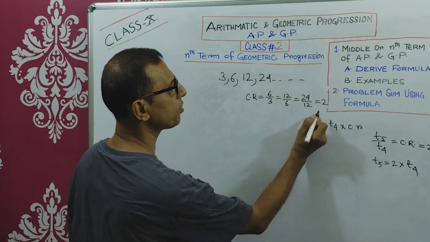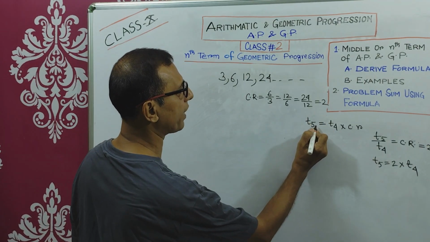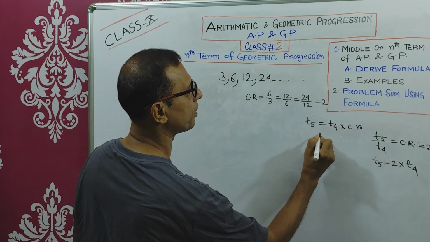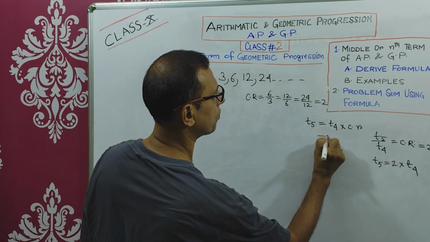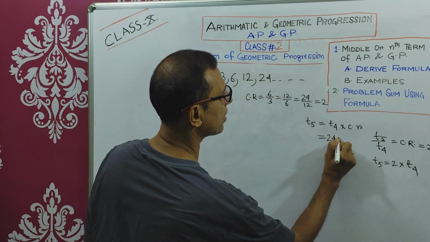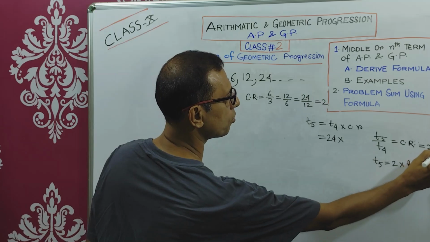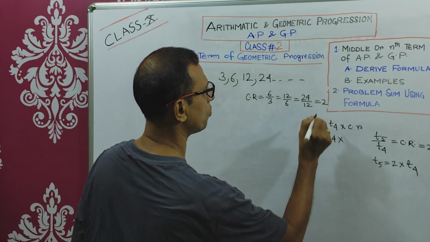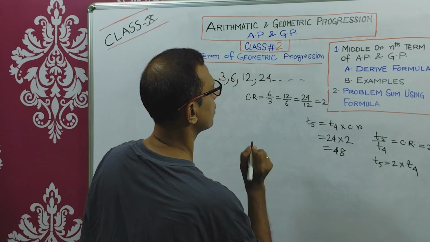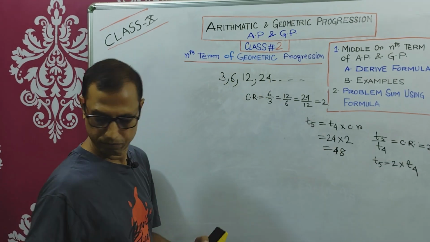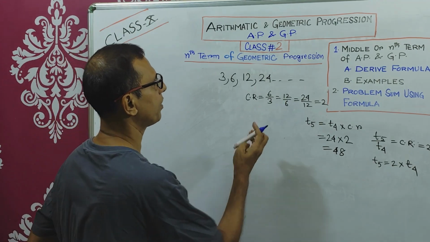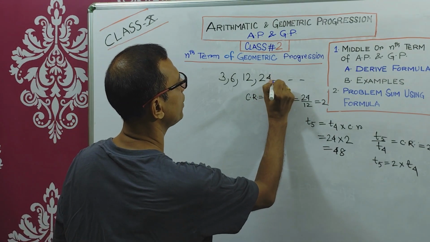So now the common ratio equals 2. Now if I ask you to find T5, you can easily find it: T5 equals T4 into CR. T4, what is T4? 24, because this is the fourth term: first, second, third, fourth. And what is the common ratio? That equals 2, we have already found it out. So T5 is T4, 24 into 2, that is 48. You can find that easily. This is 48.